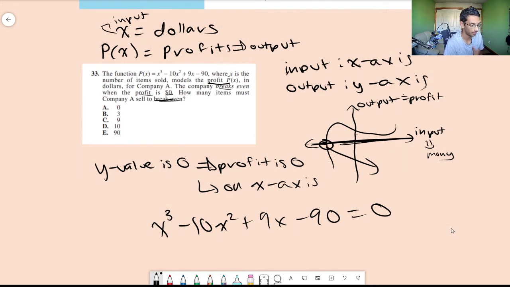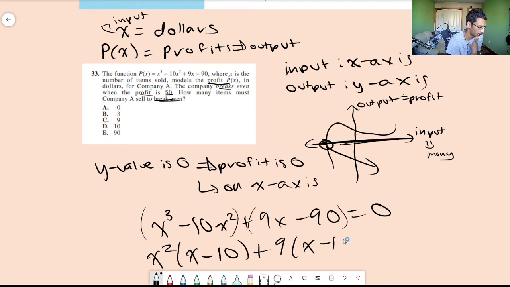But as I'm looking at this right now, there's a better way to do this really simply, really easily. What you could do is factor by grouping. You factor these first two terms and you factor these last two terms. For the first two terms, you factor out the x squared and you're left with x minus 10. On the last two terms, you can factor out a 9 and you're left with x minus 10. You can multiply these out and you would still get these values.